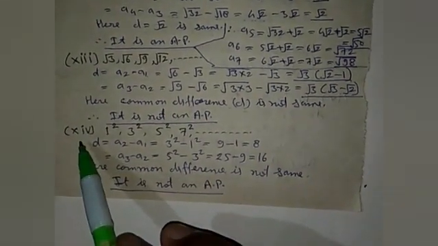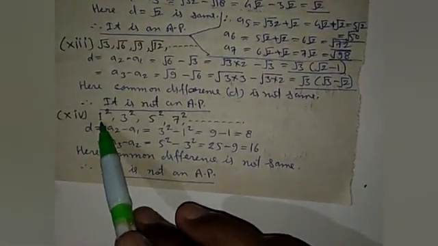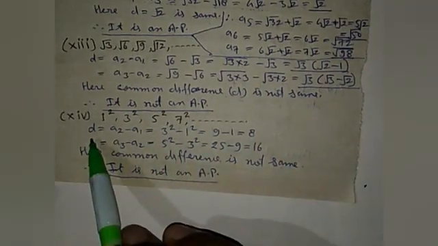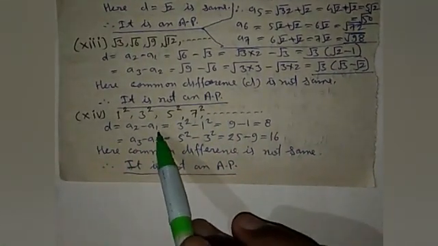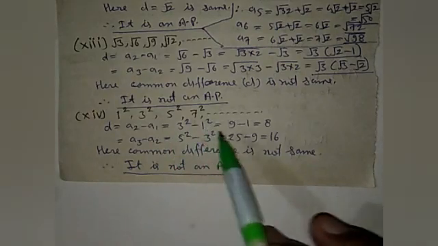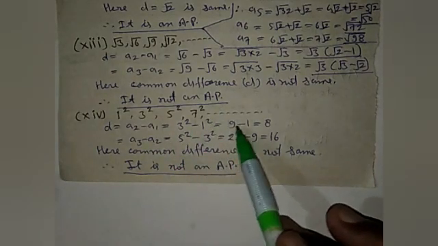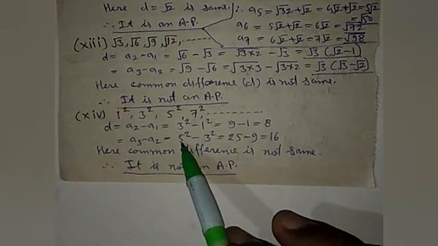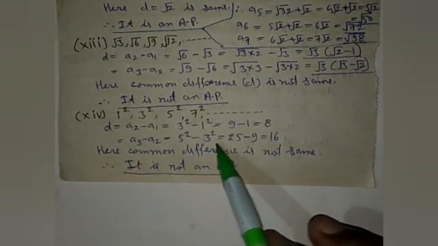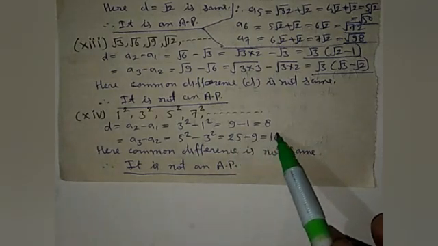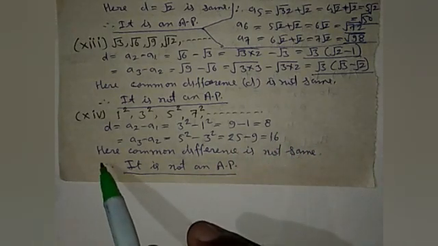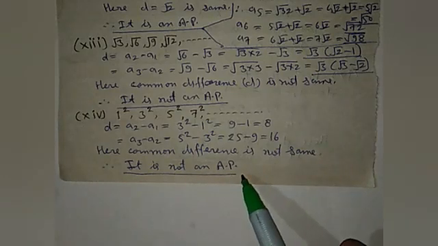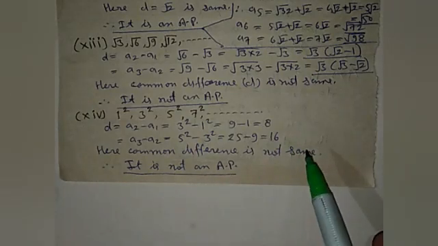In the 14th part, the series is 1 square, 3 square, 5 square, 7 square and so on. So here difference D is equal to A2 minus A1, that is equal to 3 square minus 1 square, which is equal to 3 square means 9 minus 1, that is equal to 8. Then A3 minus A2 equal to 5 square minus 3 square, which is equal to 25 minus 9, that is equal to 16. So here also the common difference is not same, so it is not an AP. So here you have not to find other three terms.